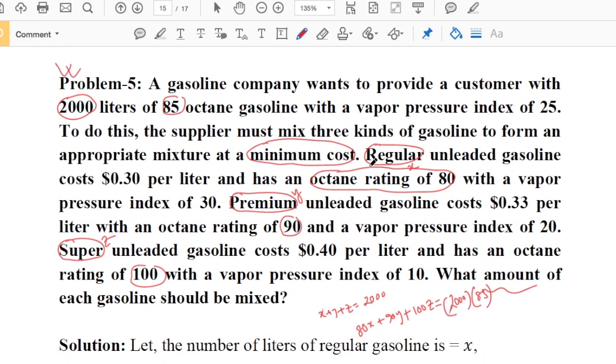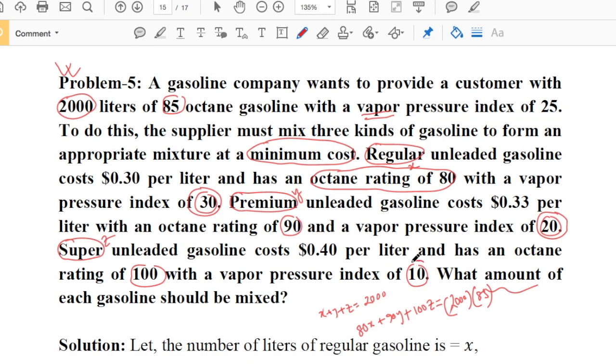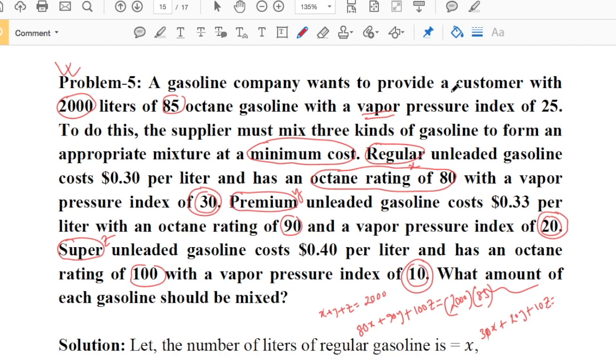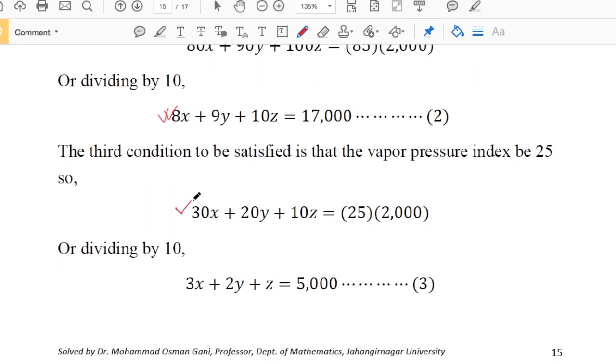And the third equation you can create for the vapor pressure index. Vapor pressure index for the regular one is 30, for the premium one is 20, and for the super one is 10. So the third equation will be 30x plus 20y plus 10z is equal to, for the mixture pressure index 25, so it will be 25 into 2000.